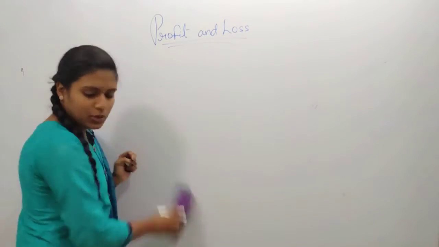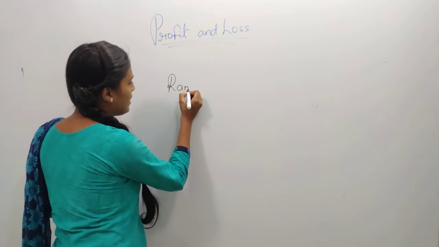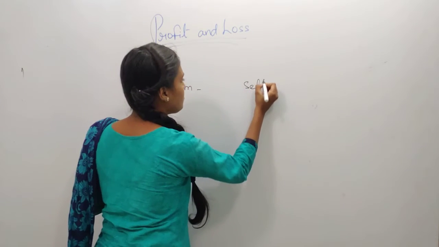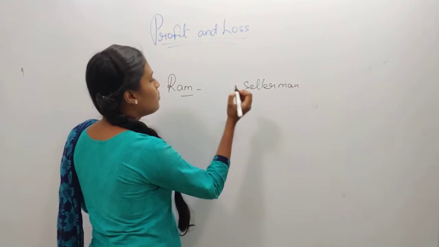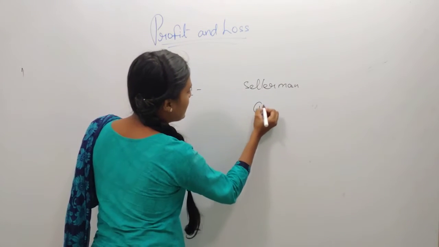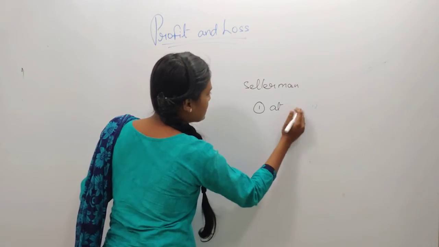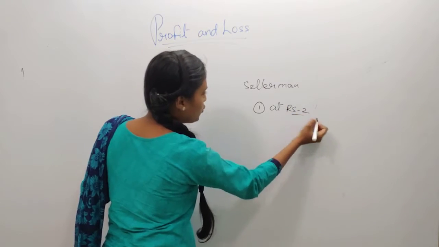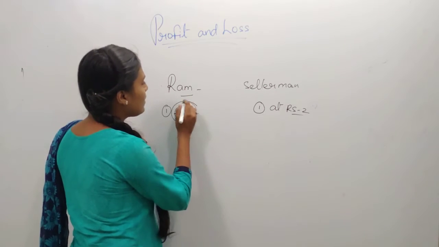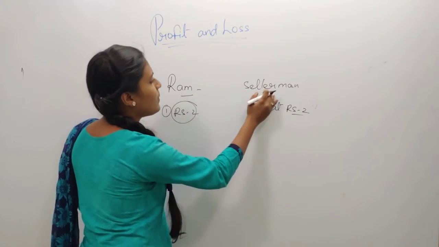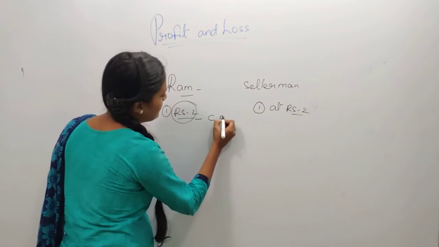For an example, think that Ram is there. He is one person and he is a seller man. Ram bought one pen from a seller man at the cost of rupees 2. Ram bought one pen at rupees 2, means he bought a pen from a seller man at the cost of rupees 2. This is the cost price.